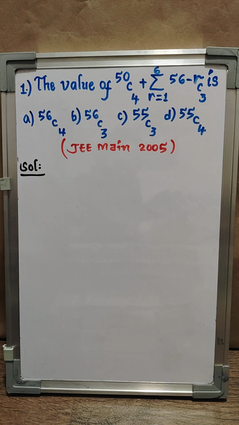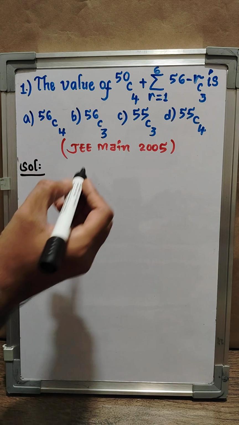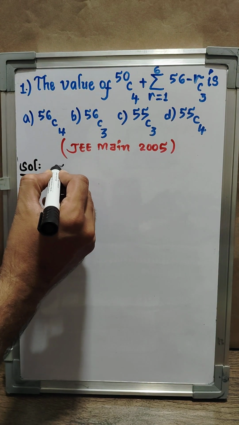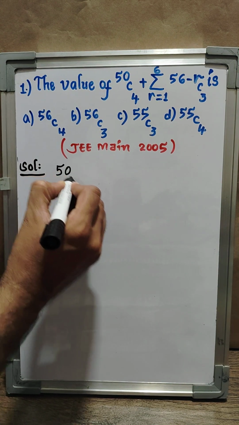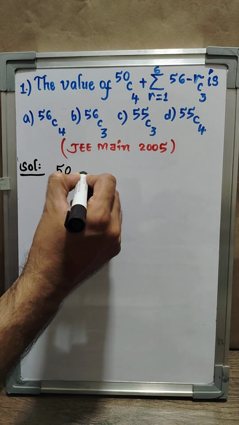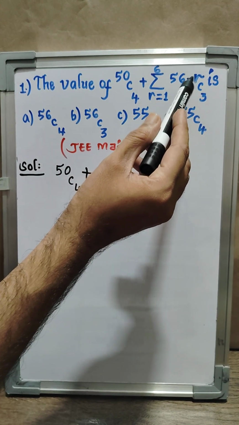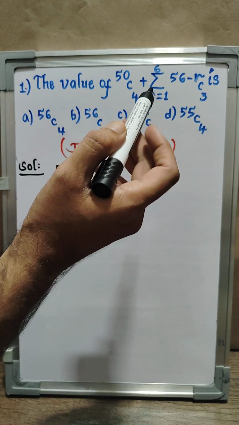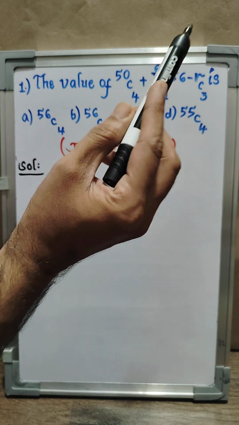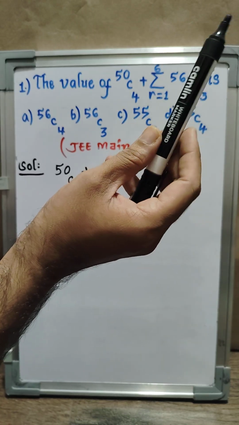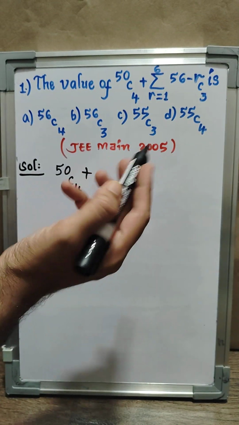This is a JEE Main problem of 2005. The value of 50C4 plus the sum over r equal to 1 to 6 of (56 minus r)C3 is how much? So first of all, 50C4 plus, when you put r as 6, then 5, then 4, then 3, then 2, then 1.